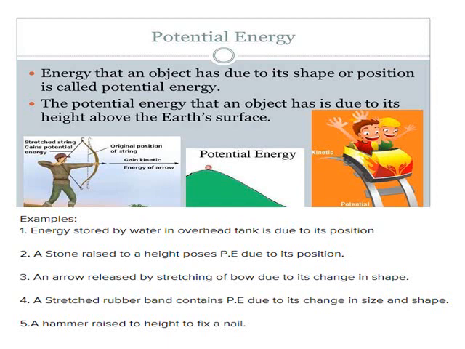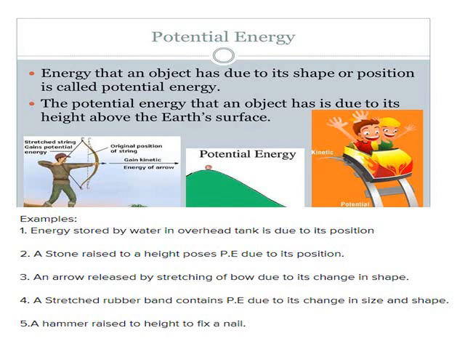Now, this slide also gives you information about potential energy. Energy that an object has due to its shape or position is called potential energy. The potential energy that an object has is due to its height above the Earth's surface. Now here you can see three examples given as pictures. In the first picture, a man is about to shoot an arrow with a bow.